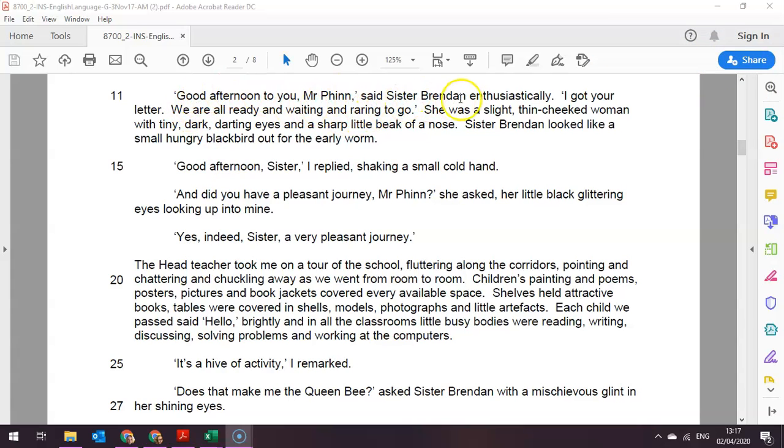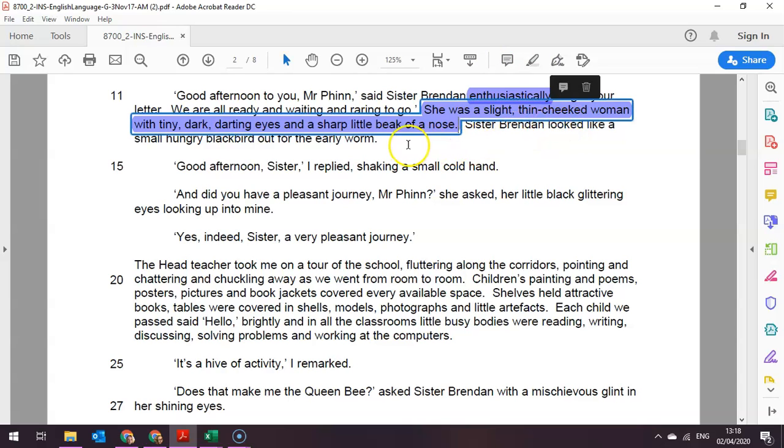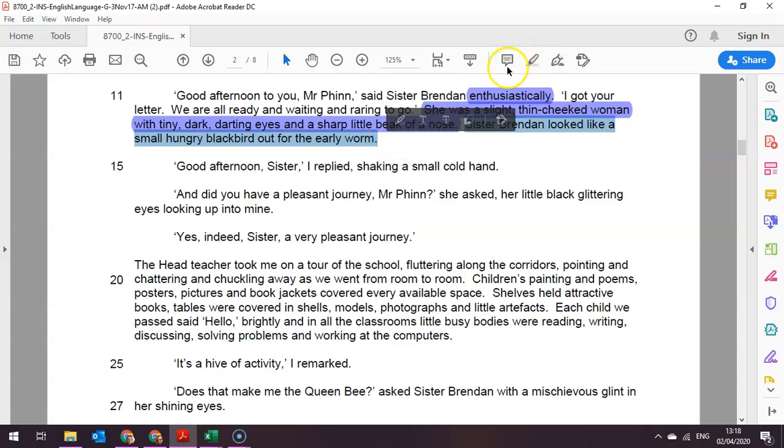So we've got here, it said Sister Brendan enthusiastically. This is describing her manner. Here we've got a lot of description about her. She was a slight, thin-cheeked woman with tiny, dark, darting eyes and a sharp little beak of a nose. So we could highlight that whole bit and then break it down a bit later. Oh, she looked like a small, hungry blackbird out for the early worm as well.